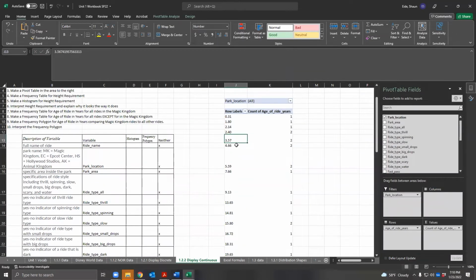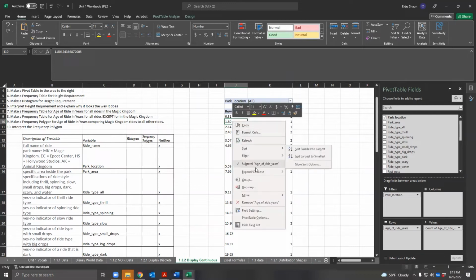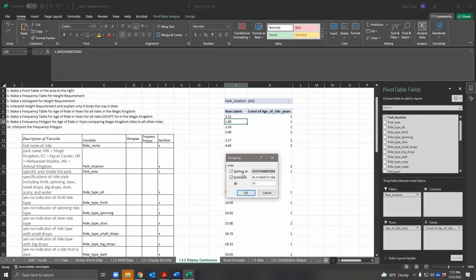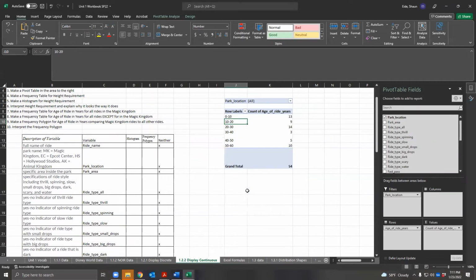And so what I'm going to do is I'm going to come right up here and I'm going to say, okay, group starting at 0, and then by 10. And so I've got 0 to 10, 50 to 60, and so count of rides by going all the way throughout there. Okay. So now we've got all this information here for all, but now we're going to switch it to just Magic Kingdom.